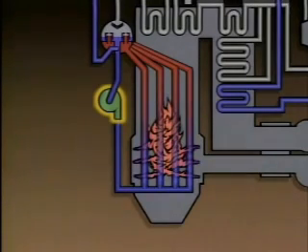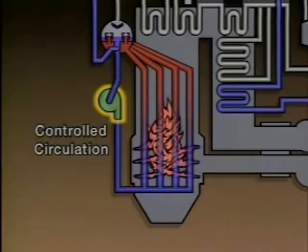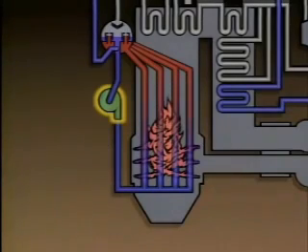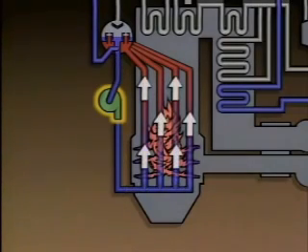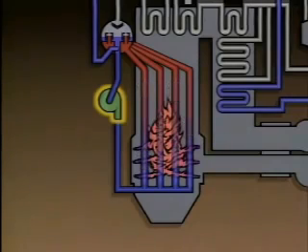Circulation that uses pumps is often referred to as controlled circulation. The pumps force the cooler water from the drum through the downcomers, into the lower headers, and up through the water walls. The increase in flow over natural circulation provided by the pumps allows more heat to be absorbed by the water. As a result, controlled circulation boilers can produce more steam for a given size boiler.